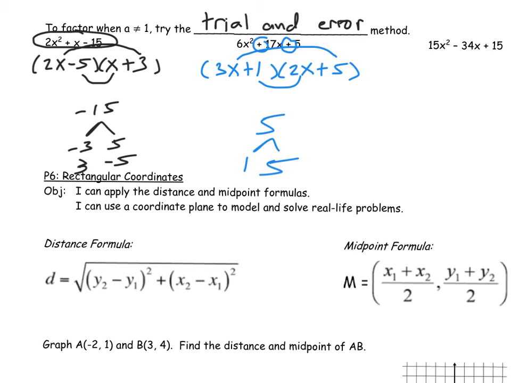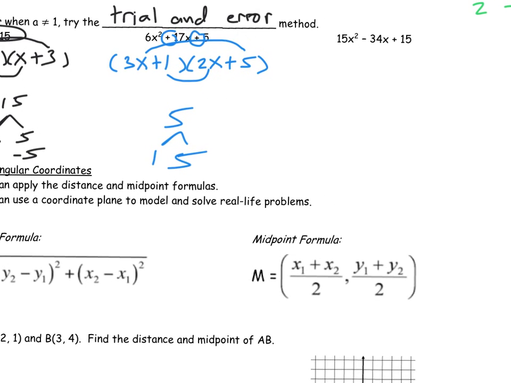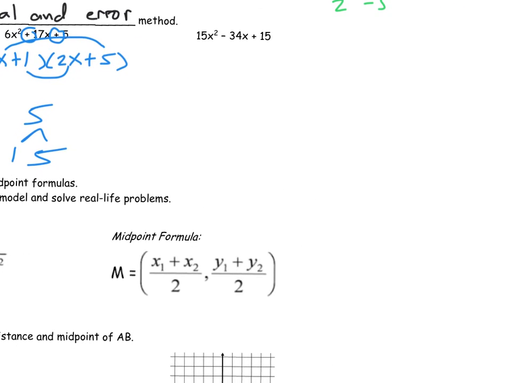If I had seen that both of those didn't work, then I would have gone to the 3x and 2x and maybe split it up as 1 and 6, but I was pretty sure I didn't need to do that. All right, here's the last one, with our trial and error method.